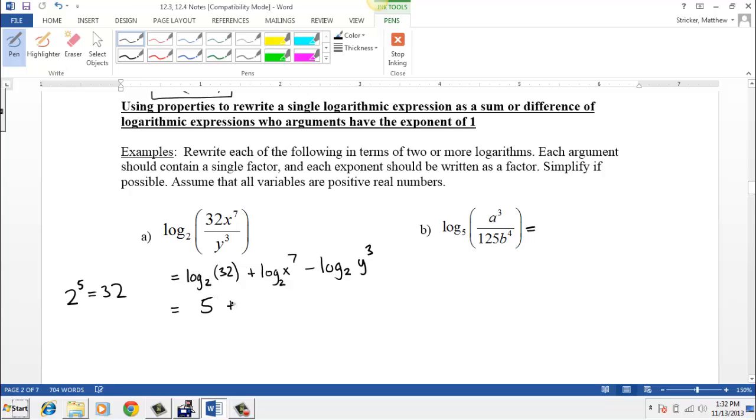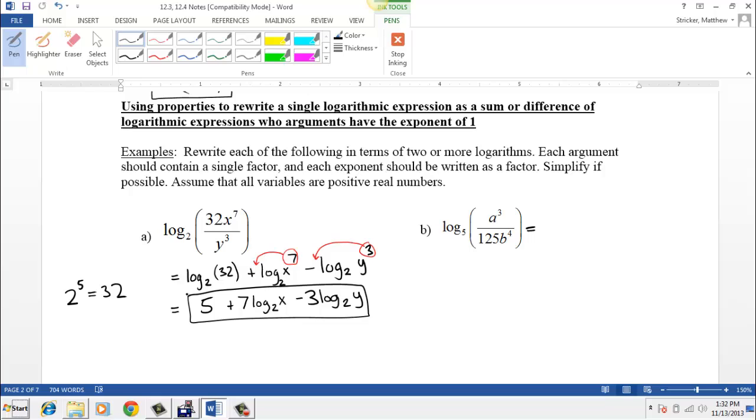And then, like we did before, we can take this power and put it on the front, take this power and put it on the front, using the power rule, which gives us 7 log base 2 of x minus 3 log base 2 of y.